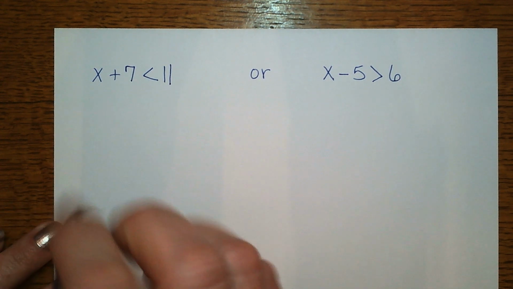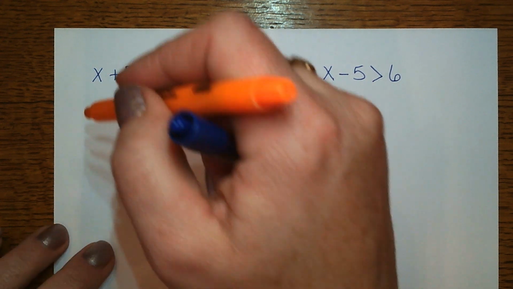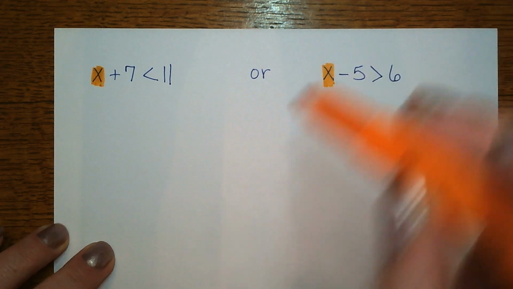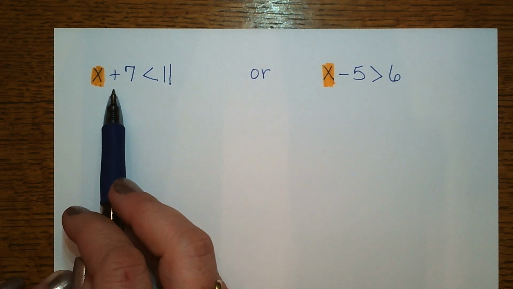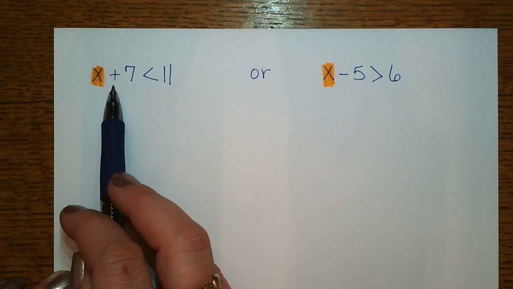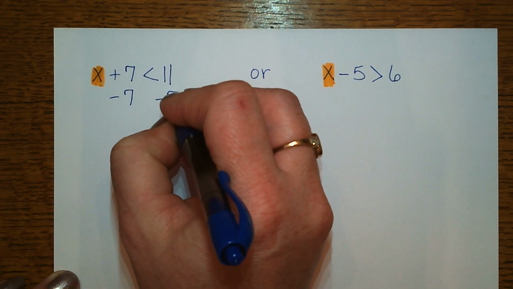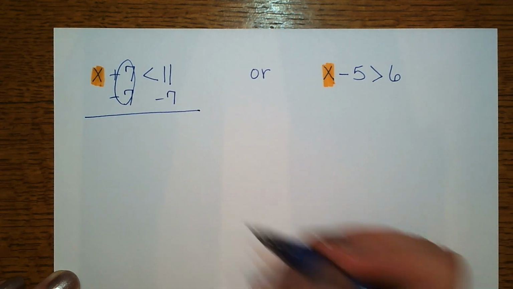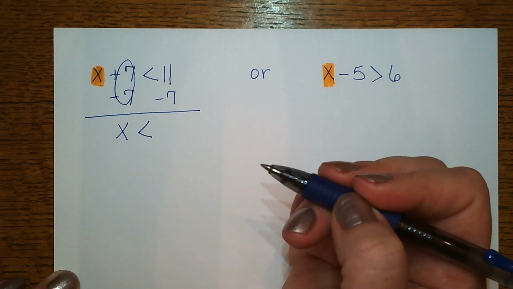So I'll start here. Once again, here's my variable x. I want my x to be all by itself. So that means I have to get rid of or cancel out the number that's with that x by doing its inverse operation. The inverse of adding 7 is subtract 7. My 7's become my 0. That leaves me with x by itself. Bring down my less than sign.